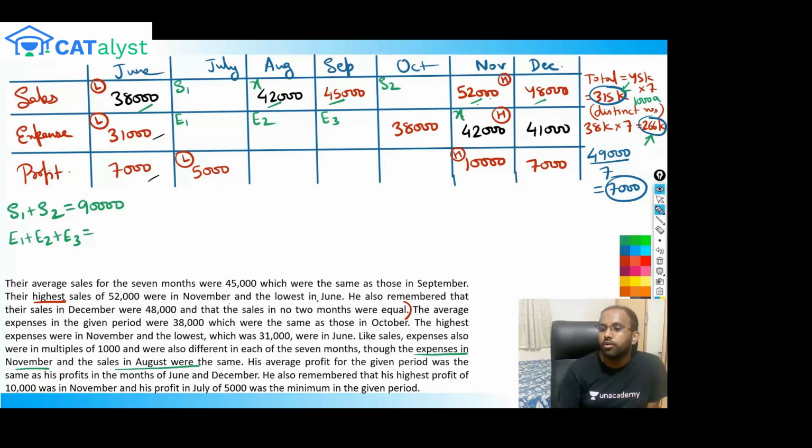Okay. So now you can see, basically, expense is how much, right? So E1 plus E2 plus E3. How much have we used? 31 plus 38, 69, 111 plus 41, 152. So out of 266, we have used 152. Sorry, I think 152, no? Yeah, 152. So I'm left with 114. So 1,14,000 is left. Okay.